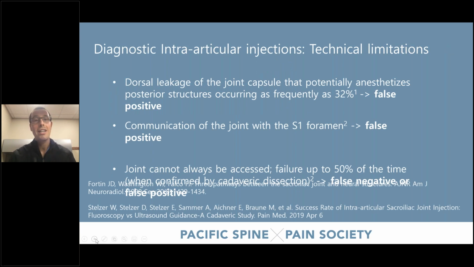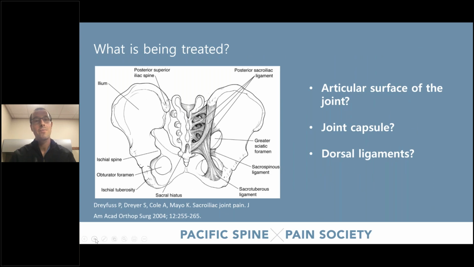There are major inherent technical issues with intra-articular injections used for diagnosis. We know that a certain proportion of patients will have rents or defects in the anterior joint capsule of the SI joint. We know that in some patients there's communication of the SI joint with the S1 foramen, where you're going to have leakage of anesthetic to nerve roots. Clearly, that's going to cause false positive results. And then it's not necessarily the case that you can access the joint in every single patient.